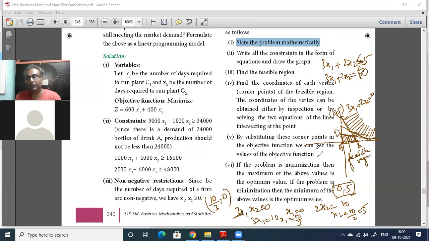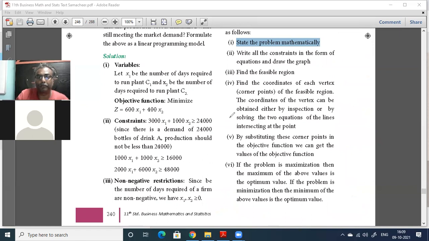Feasible solution. So among them, A, B, C, D, 4 points, find out which of them is the maximum. Then you get the maximum function for Z. Okay, like that you have to do. Okay, we will do one problem. So find the coordinates of each vertex of the feasible region. Okay, that's what I told you now.